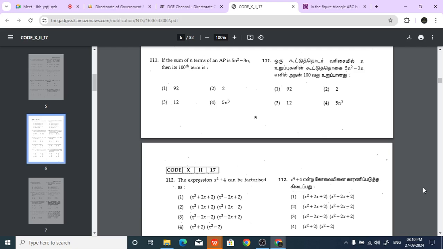Plus 2, sir. See how easy it is. Understood, children? I just took these 4 or 5 questions intentionally, because I wanted to show you one need not be very smart in calculation for answering these questions. One should know the subject.